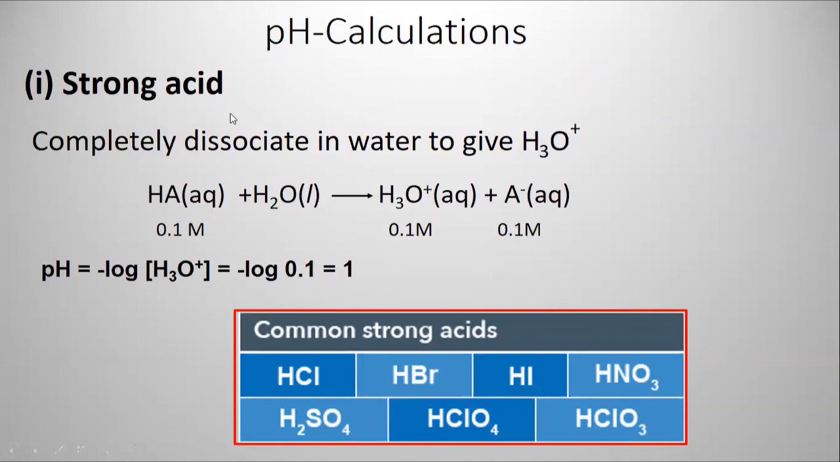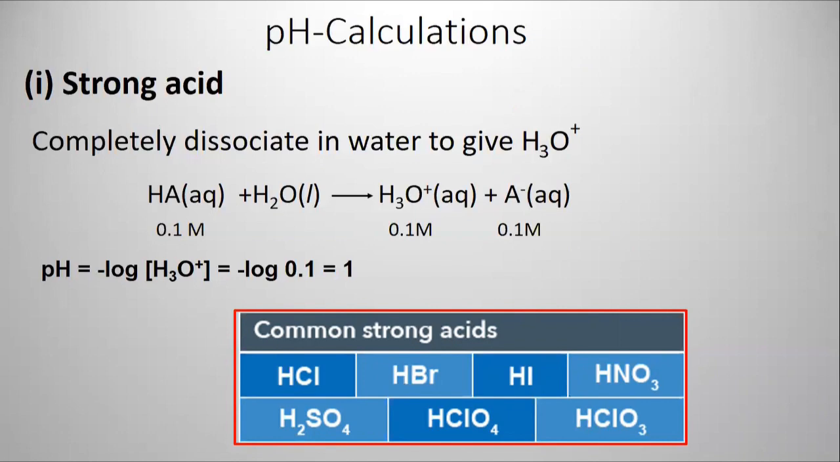The first substance is a strong acid. If you are provided with a strong acid, if the question is saying you have HCl, or HBr, or HI, nitric acid, sulfuric acid, perchloric acid. So again, this is perchloric, this is chloric acid. So you have these chemicals. All right, so what does the term strong acid mean?